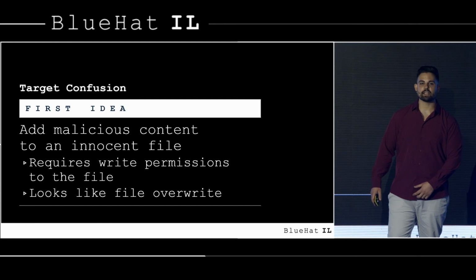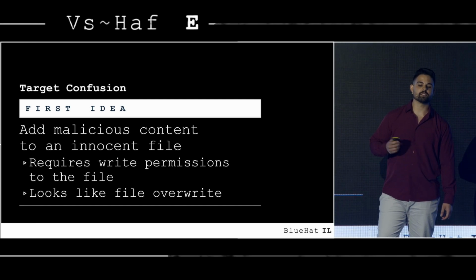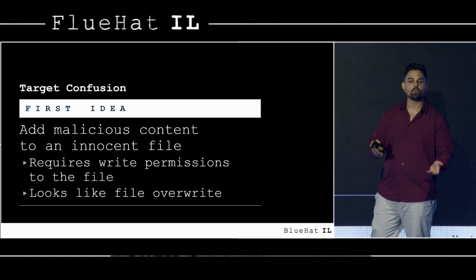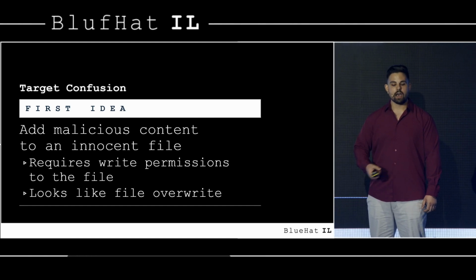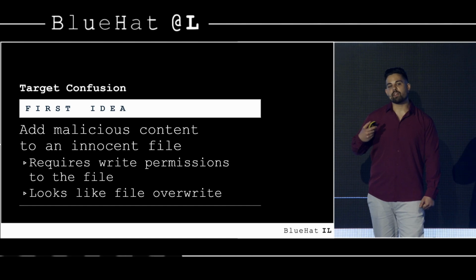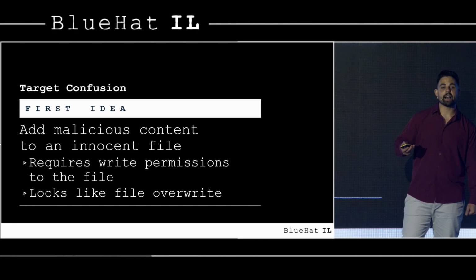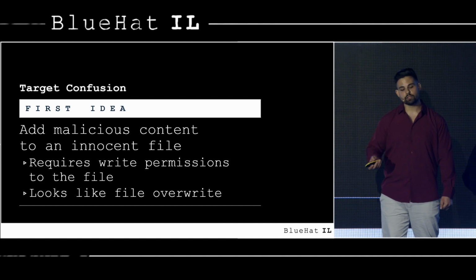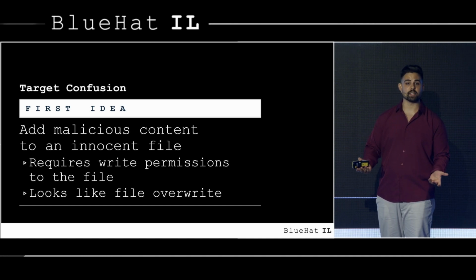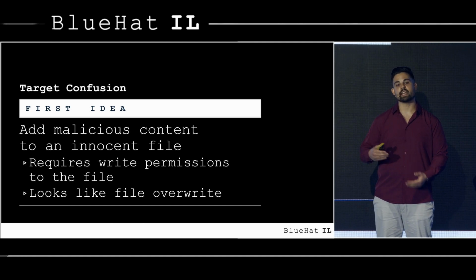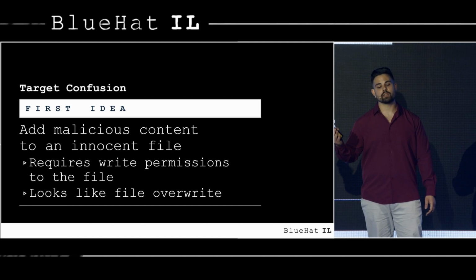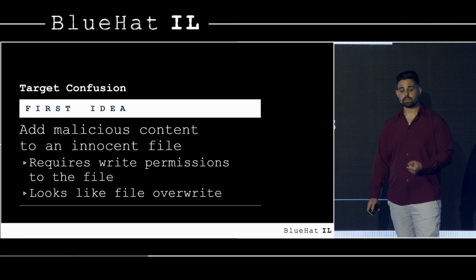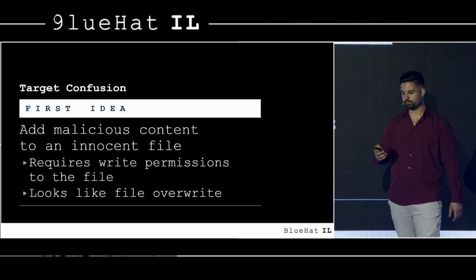So once you think about it like this, the first idea that comes to mind is maybe to just add some malicious content to an innocent file and then wait for the EDR to delete it. However, if we want to delete files that belong to an administrator or system files to make the system unbootable, then we'll again need administrator privileges. And from an API point of view, this will also very much look like the file overwrite technique, because it will be the same API calls.